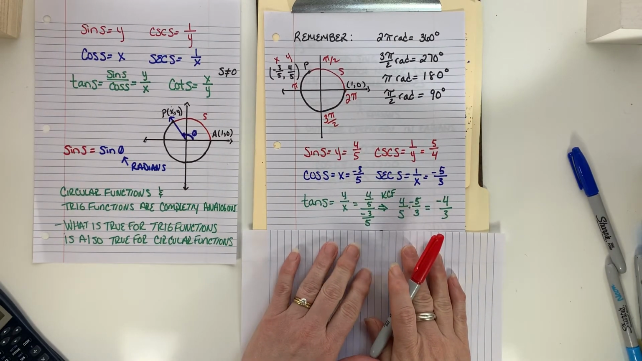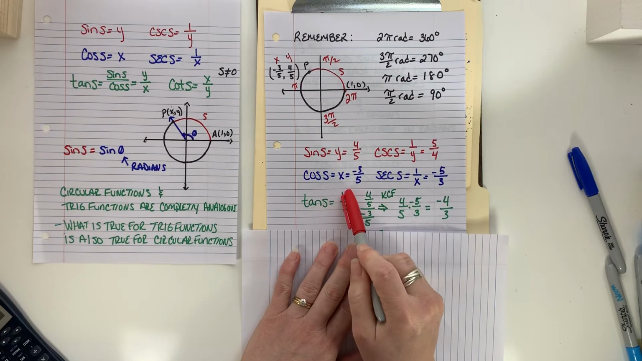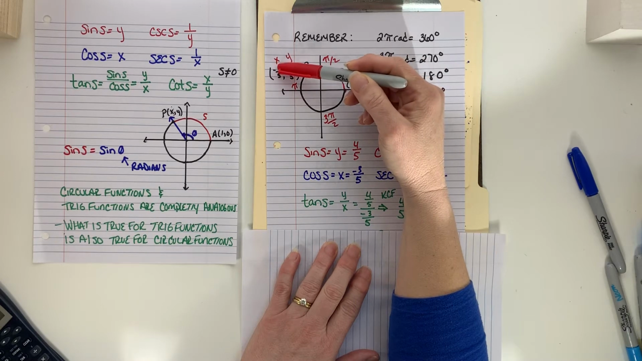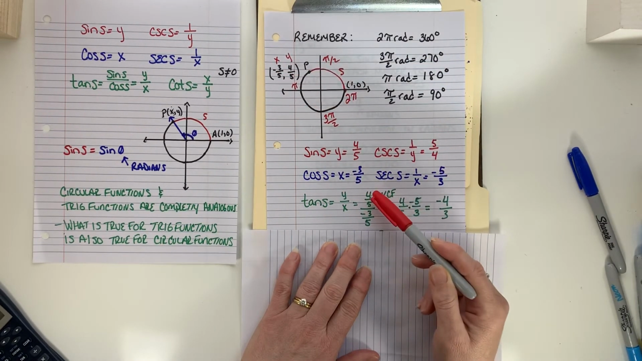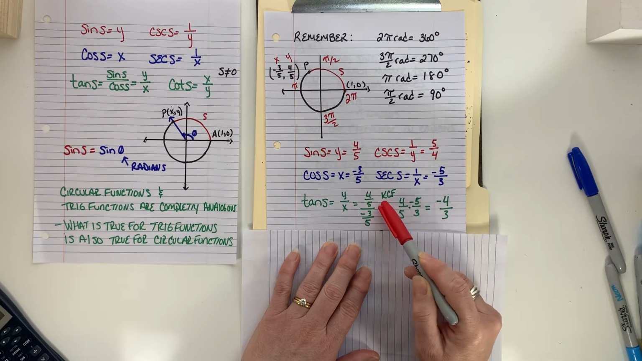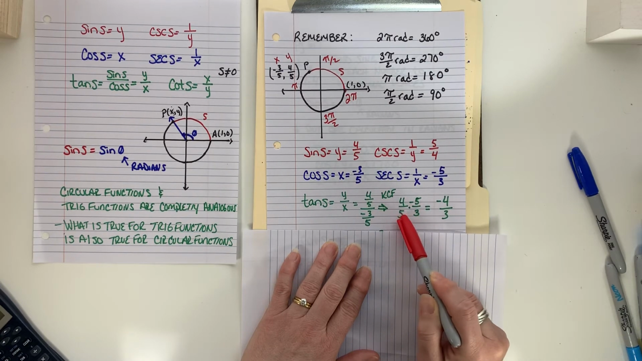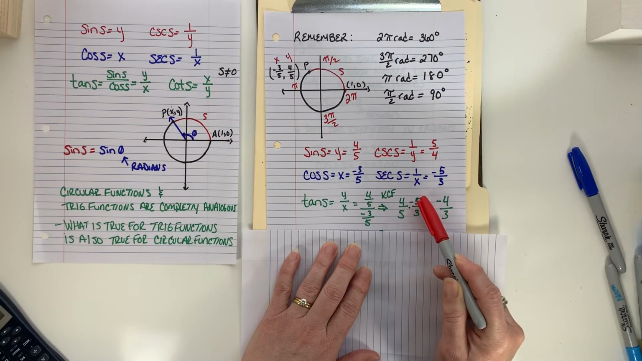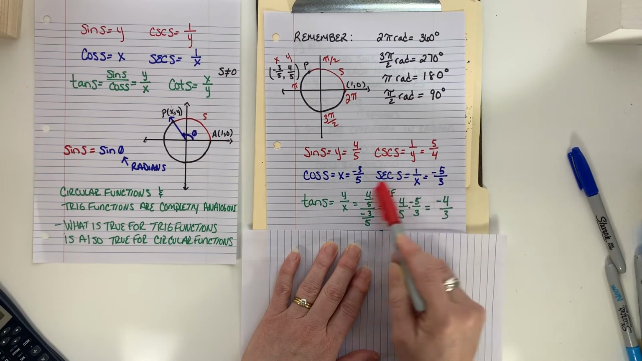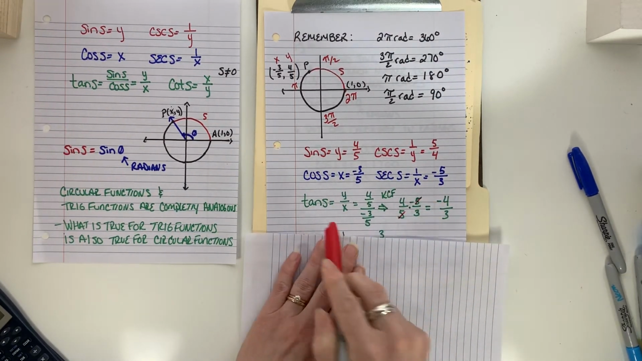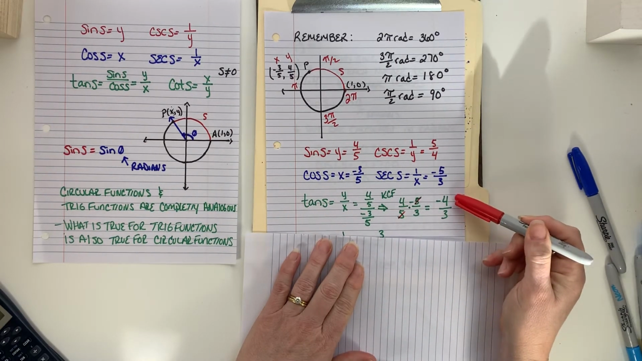The tangent's a little bit more complicated because the tangent is y over x. So the tangent is 4/5 over -3/5. We have a fraction divided by a fraction. When you have a fraction divided by a fraction, we keep the first fraction, which is 4/5, change the division to multiplication, and flip the second fraction. So the second fraction becomes -5/3. We do all of that math, cancel the 5's out, and you get the tangent of s is equal to -4/3.